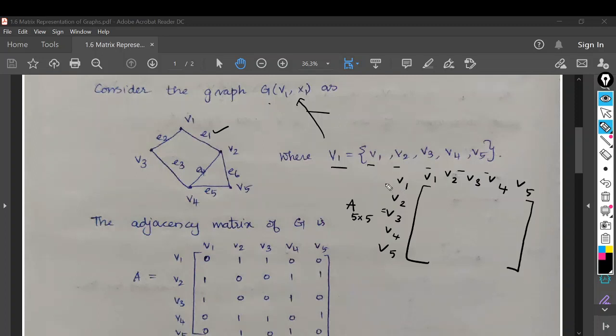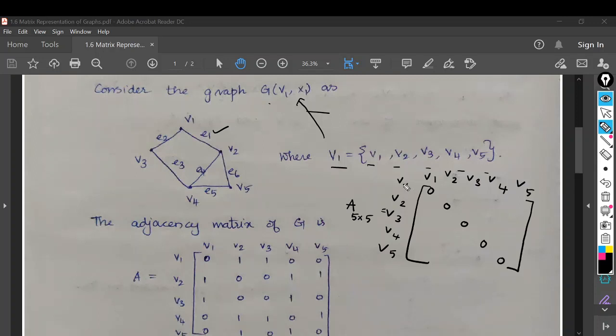This element (V1, V1) will be 1 if there is an adjacency between V1 and V1. If not, it will be 0. Since there is no loop here, no vertex is adjacent to itself. So, the diagonal entries will all be 0, since there is no loop.